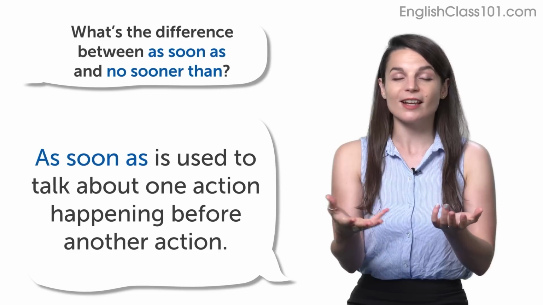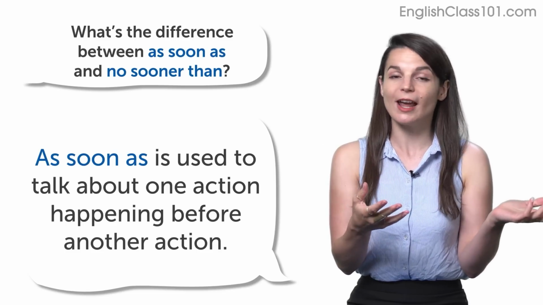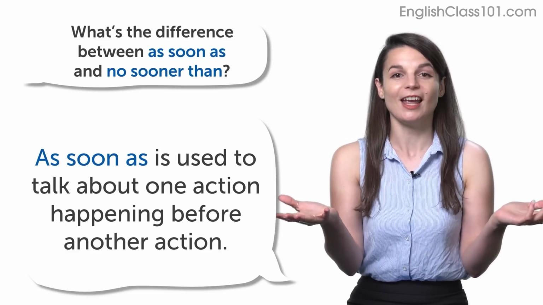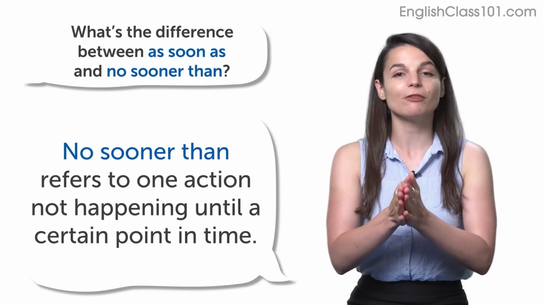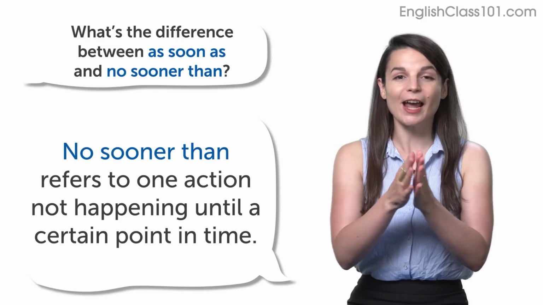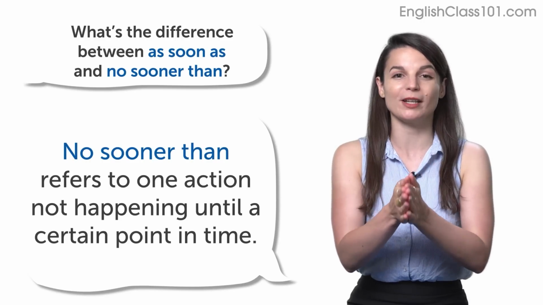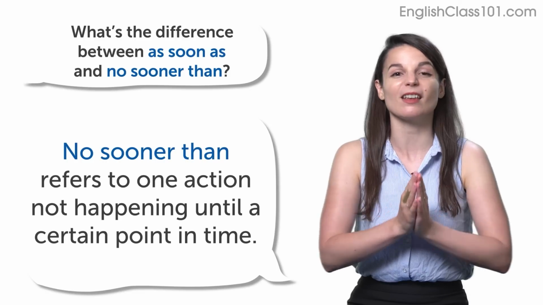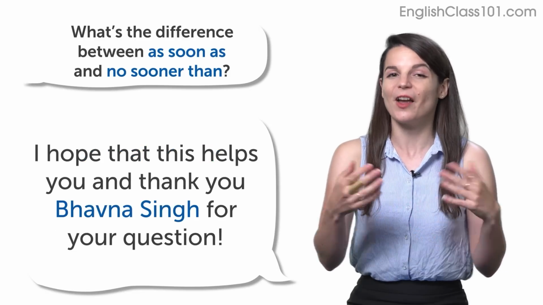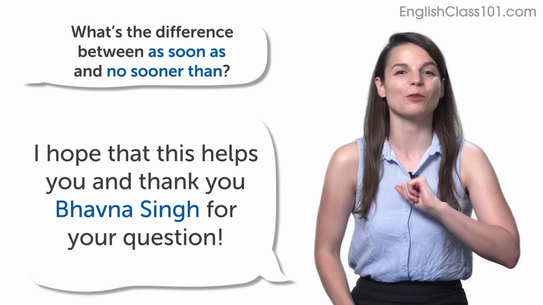So as soon as is used to talk about one action happening before another action, and no sooner than refers to one action not happening until a certain point in time, or maybe until something else has finished. So I hope that this helps you. Thanks very much for the question. Okay, let's move on to your next question.